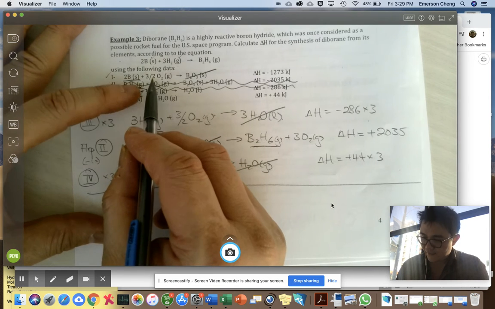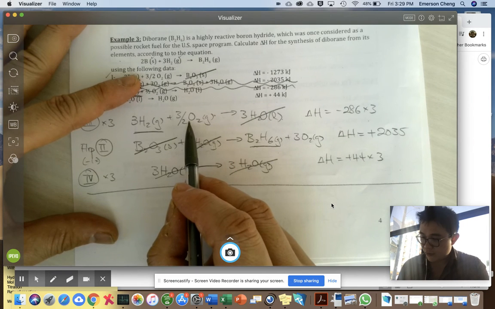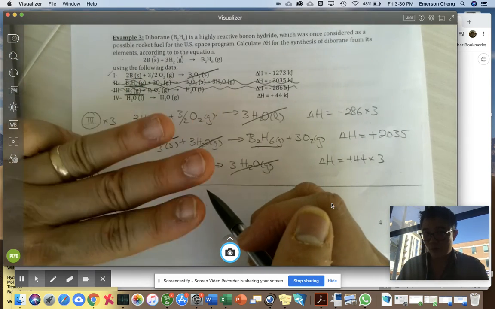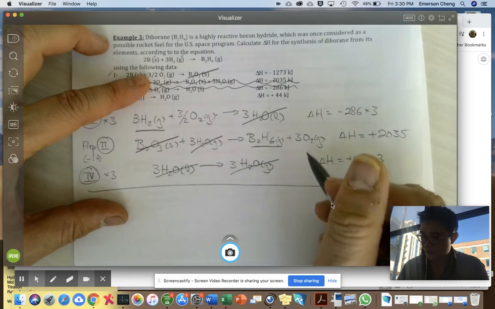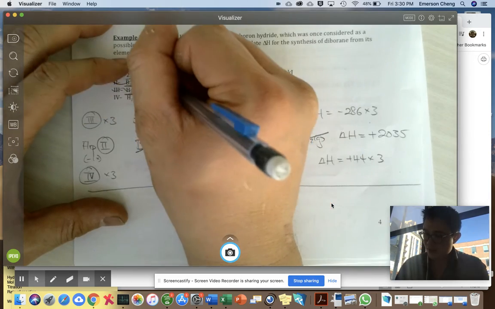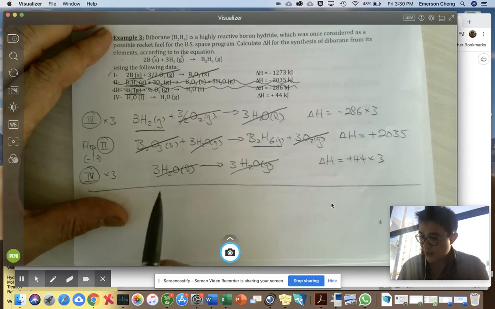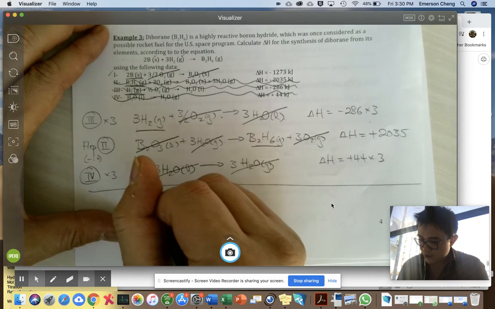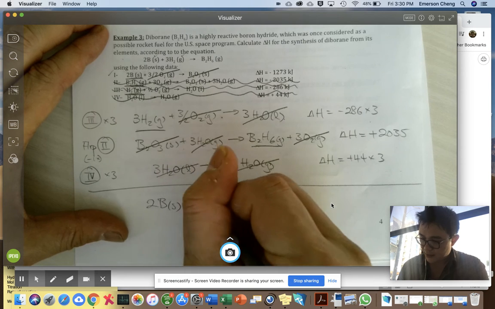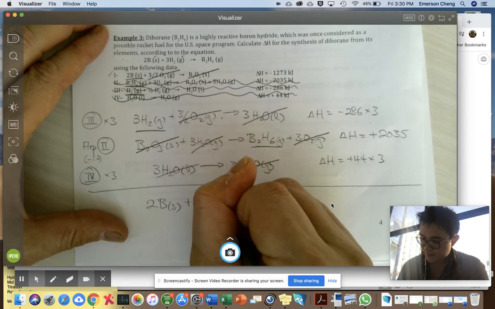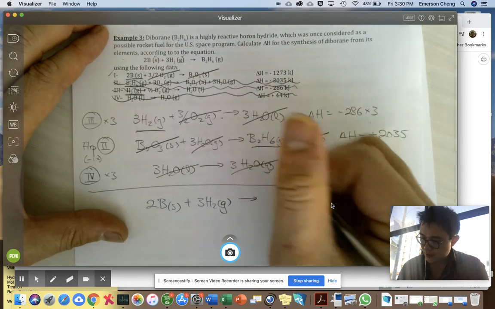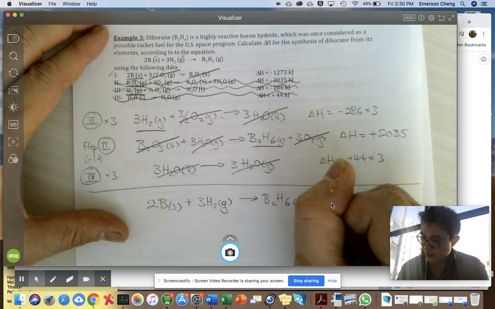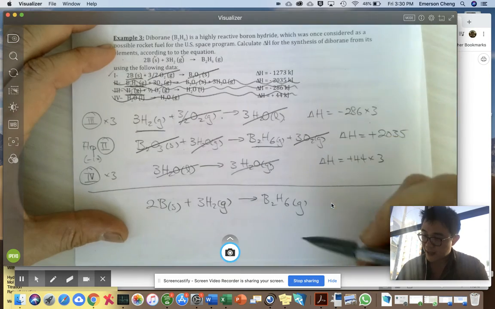Oxygen gas, I have 3 halves here, I have another 3 halves that is also on the left, so 3 halves plus 3 halves gives me 3 whole O2. So 3O2 here, 3O2 here, so these also cancel out. So now what do I have? Oh, by the way, this equation is crossed out. So what I have left is 2B solid plus 3 hydrogen gas gives me B2H6. Okay? And when I compare this and this, that's exactly what I want.